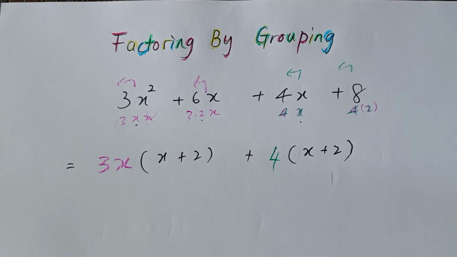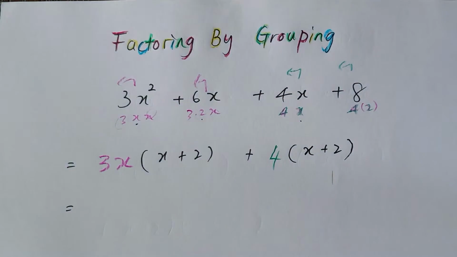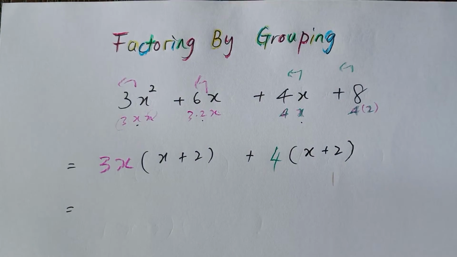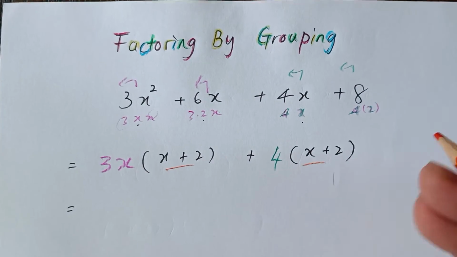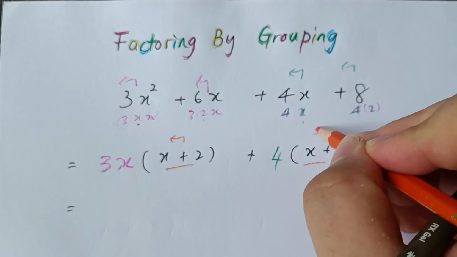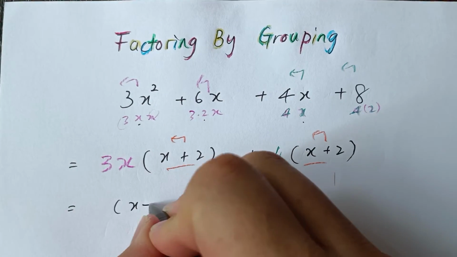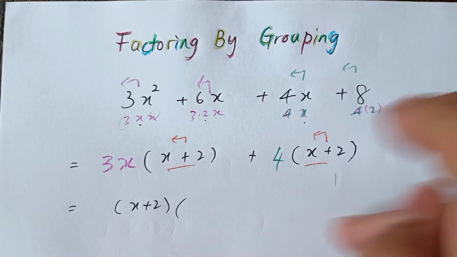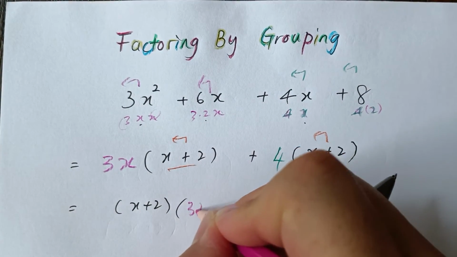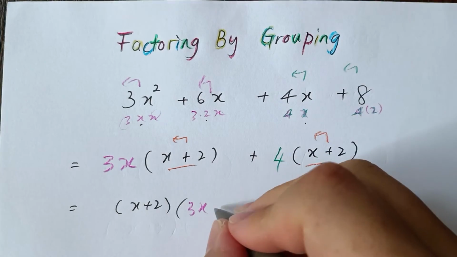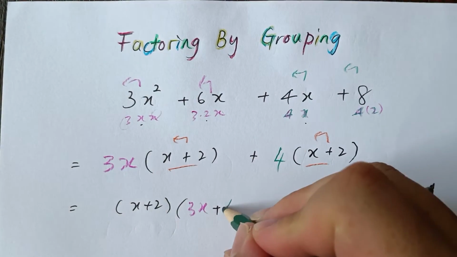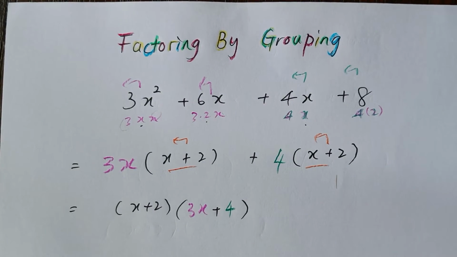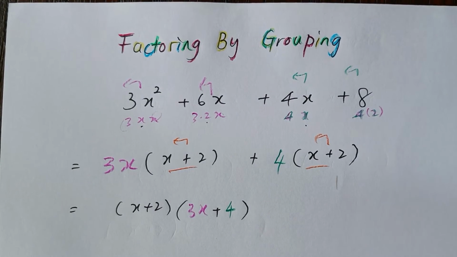Now, for the exam, your teacher will pick this out of the question. You can see easily that this is the same, right? Again, we should take out the whole thing in the bracket, x plus 2. What is left behind will be 3x, and what is left behind here will be 4. Can you see that? This is how we do the factoring by grouping. I hope this can help you.